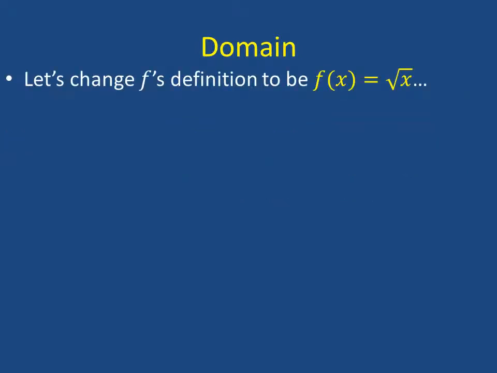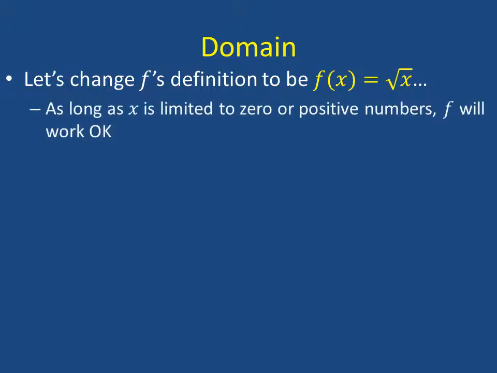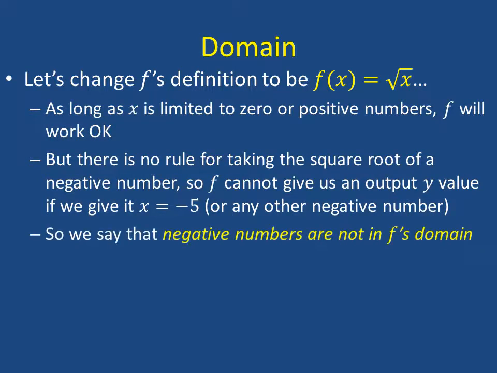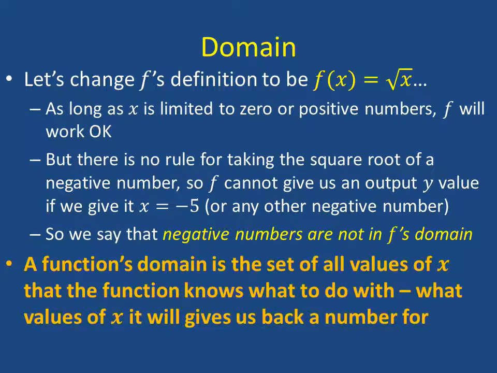So let's change f's definition to f of x equals square root of x to see what happens. We know that as long as x is limited to 0 or to positive numbers, that f will work okay. But as soon as we put a negative number in there, we don't have a rule for taking the square root of a negative number. F cannot give us an output value y. If we give it x equals negative 5 or any other negative number, it's going to just give us an error. So we would say that negative numbers are not in f's domain.